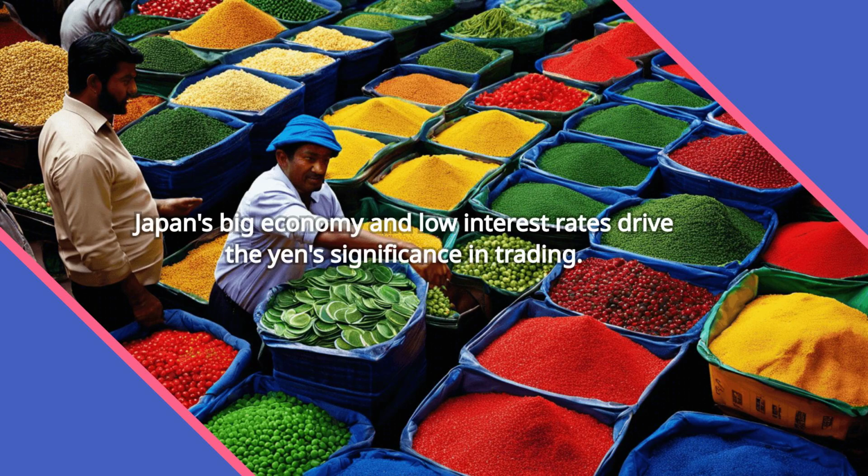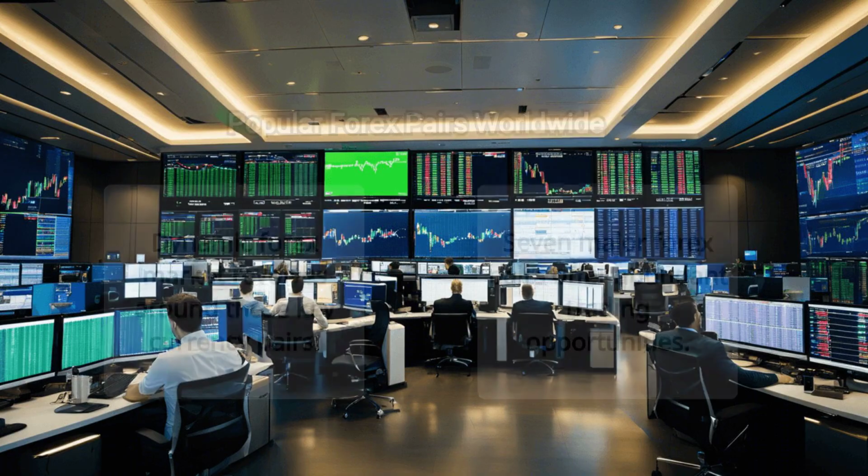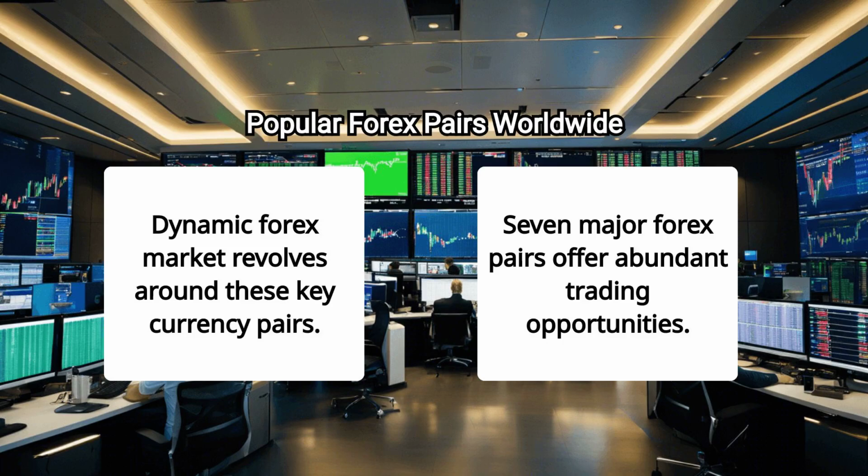The Australian and Canadian dollars are also strong in Forex trading. Their steady economies and role in global trade make them valuable. The Swiss franc is known for being very stable. Switzerland's financial sector adds to its strength. These 7 major currencies make up 75% of all Forex trades. They offer more stable trading and lower costs, which can mean better profits. These 7 major Forex pairs are very popular worldwide. They offer a lot of trading opportunities and are key to the dynamic Forex market.